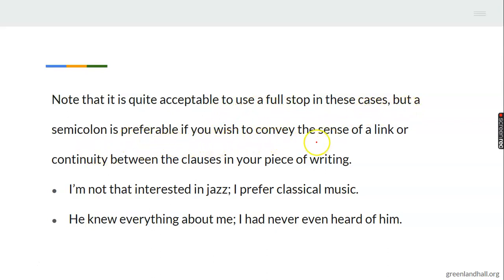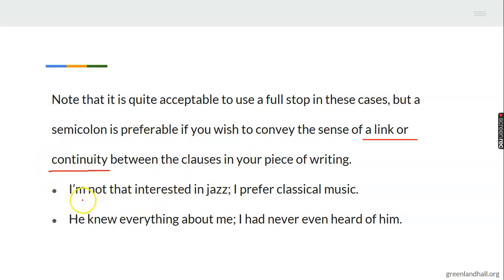you wish to convey the sense of a link, very important, a link or a continuity between the clauses in your piece of writing. So we are saying that if you want to convey a link, a continuity between the clauses, you make use of the semicolon.